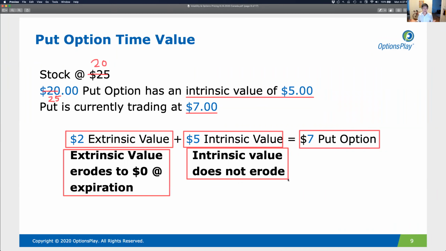So a lot of people ask, how does the value of a call or put option get determined? It's these two factors. If there's any intrinsic value, that's added to the extrinsic value of an option. And the extrinsic value part of an option is purely determined by how volatile a stock is.